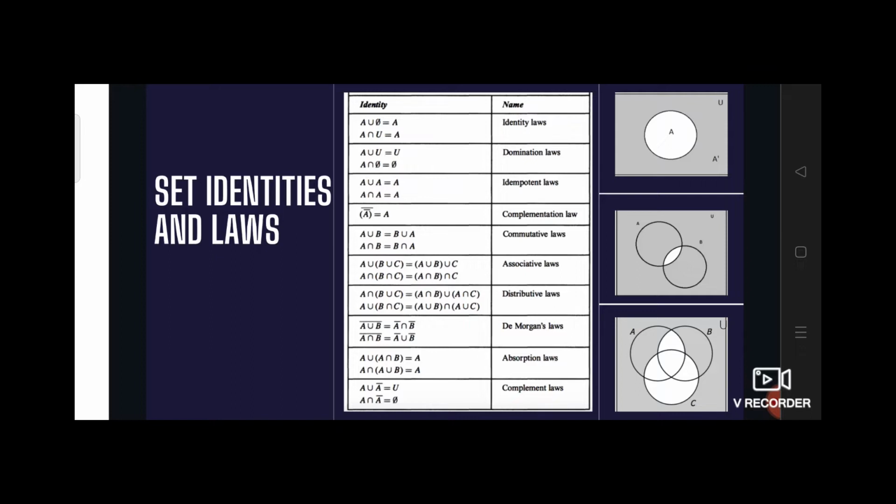Coming to the commutative laws, they are laws which show how two sets commute irrespective of the order. That is A union B is equal to B union A, and A intersection B is equal to B intersection A. Coming to the associative laws, they are laws which show how sets associate among each other. That is A union B union C is equal to A union B union C, and A intersection B intersection C is equal to A intersection B and then the whole intersection C.